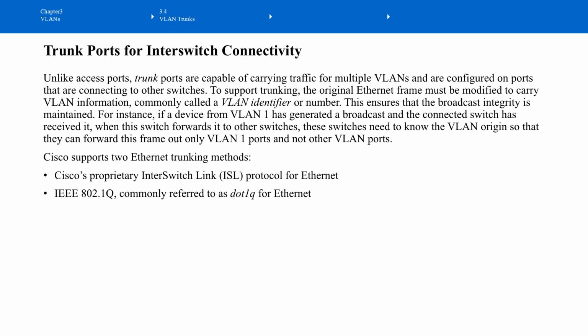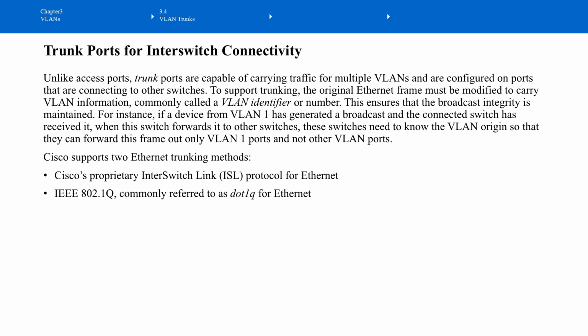For instance, if a device from VLAN 1 has generated a broadcast and a connected switch has received it, when this switch forwards it to other switches, these switches need to know the VLAN origin so that they can forward this frame out only VLAN 1 ports and not other VLAN ports.